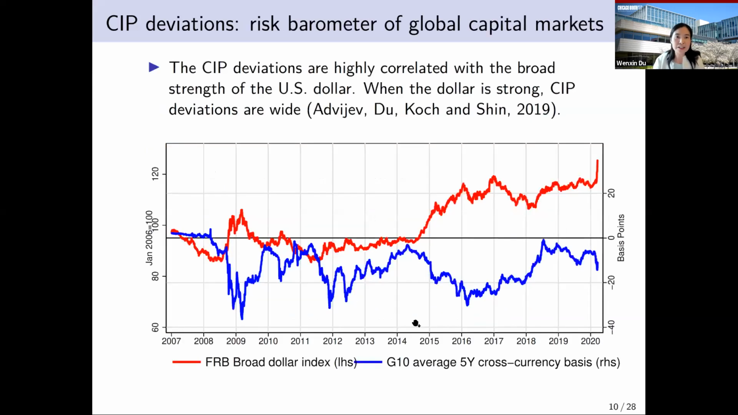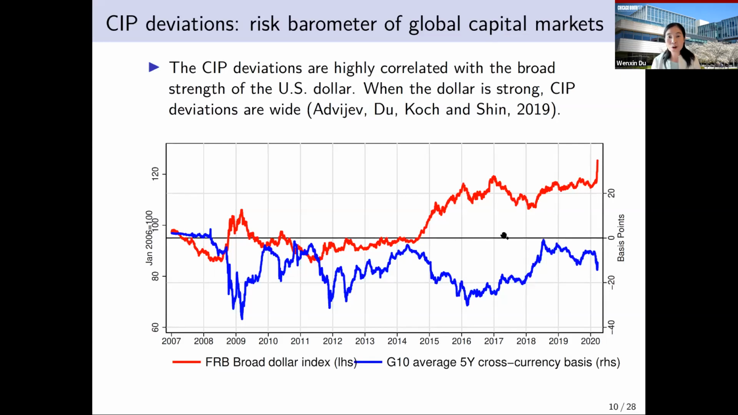And the third reason you may want to care is we like to think about the CIP deviation and the broad dollar strength in general as an overall risk barometer of global capital markets. So CIP deviations, we know, are highly correlated with the broad dollar strength. As you can see from this picture, when the broad dollar is strong, the CIP deviation is wider.